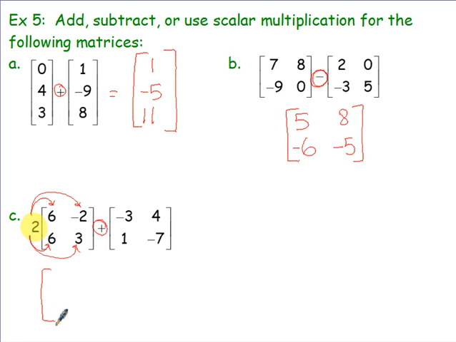So it now looks like 2 times 6 is 12. 2 times -2 is -4. 2 times 6 is again 12. And 2 times 3 is 6. Then keep that second matrix because we're not done with it.